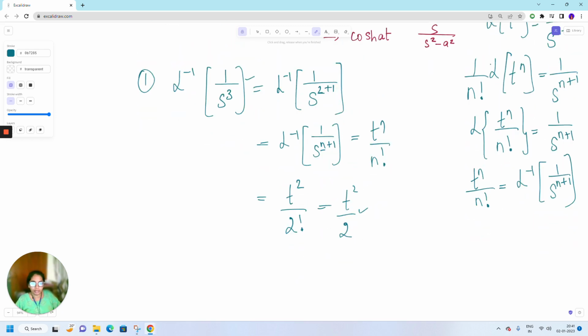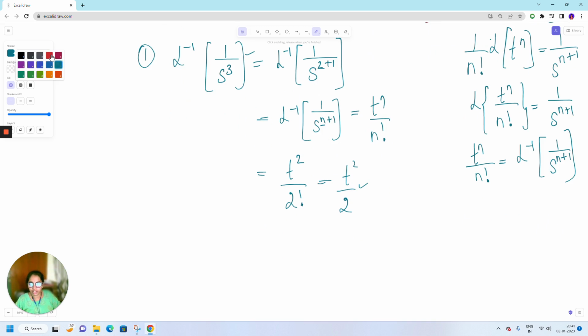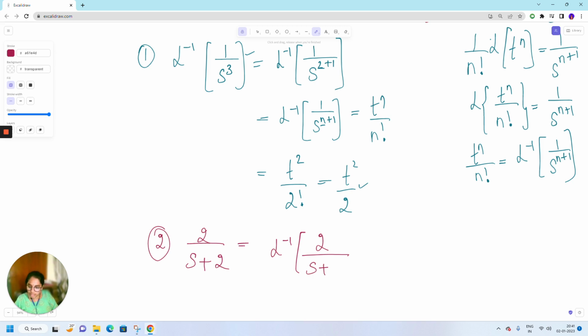Let me write the next question, that is, find the Laplace inverse of 2 divided by s plus 3. What should I find? I should find Laplace inverse of 2 divided by s plus 3, right? So this is equal to, can I take 2 outside? It is a constant, right? So I'll write it like this.